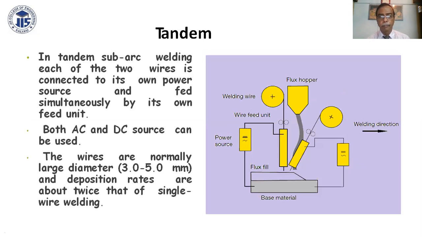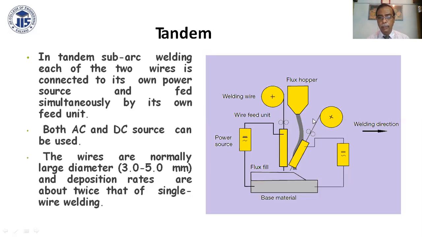Next, tandem. In tandem submerged arc welding, each of the two wires is connected to its own power source and is fed simultaneously by its own wire feed unit. Both AC and DC sources can be used. The wires are normally large diameter, 3.0 to 5 millimeter, and the deposition rate is about twice that of single wire.